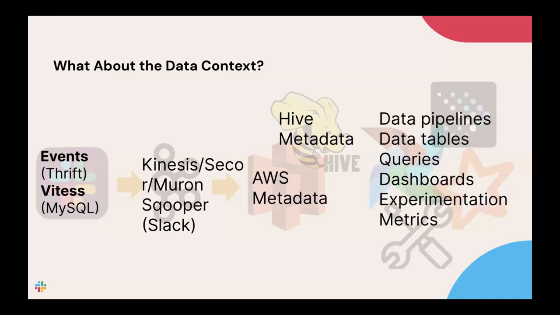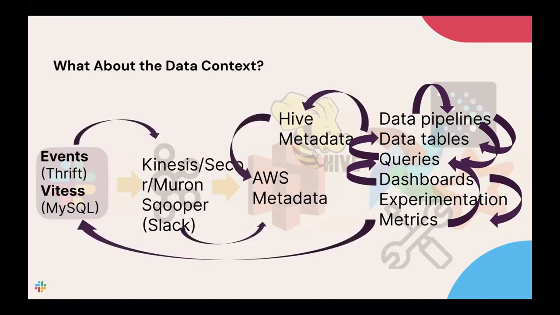And then we have all of our standard things that people also have, like the data pipelines, the data tables, the queries, the dashboards, all these things that we all have, right? And usually they're very disjointed. We don't know exactly what's going on, and there are connections between them. The pipelines connect to other pipelines, and they connect to tables and queries and dashboards, and it gets very complicated very quickly.